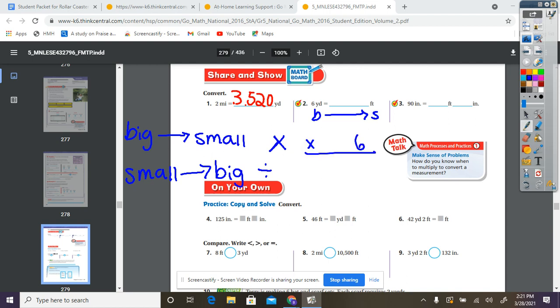How many feet are in 1 yard? 3 feet are in 1 yard. So you're just doing 3 times 6 here, which is one of our multiplication facts we should know. So I can go ahead and just write in 18.